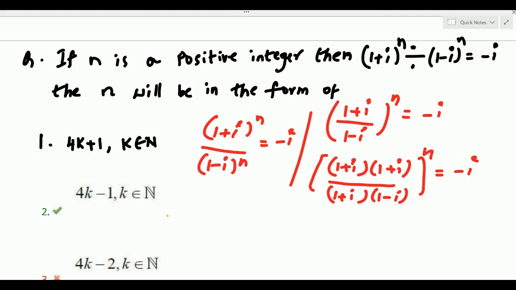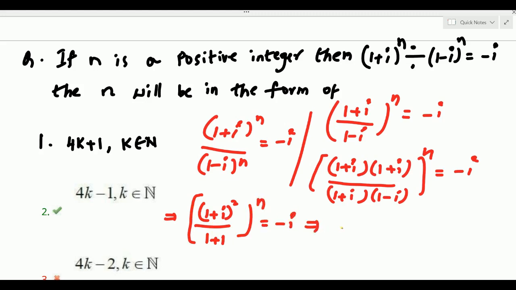Now the power n is there. Now we have to think about the numerator: (1 plus i) into (1 plus i), that is (1 plus i) whole square, by the denominator (1 plus i) into (1 minus i). (a plus ib) into (a minus ib) is a square plus b square, as I said. a square is 1 square, which is 1, b square is also 1. Okay, a square minus b square i square, since i square is minus 1, becomes 1 plus 1. Whole power n is equal to minus i.